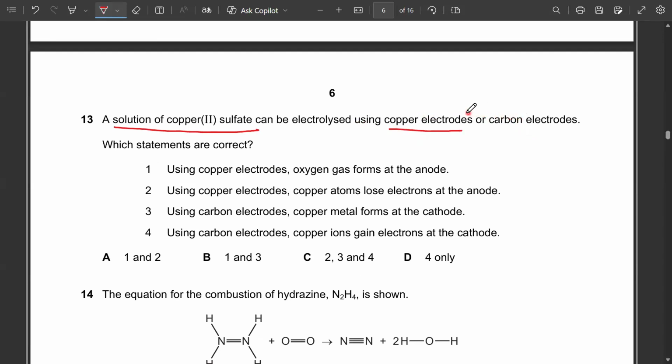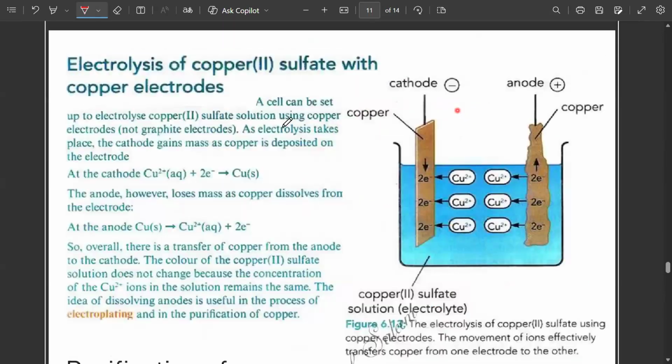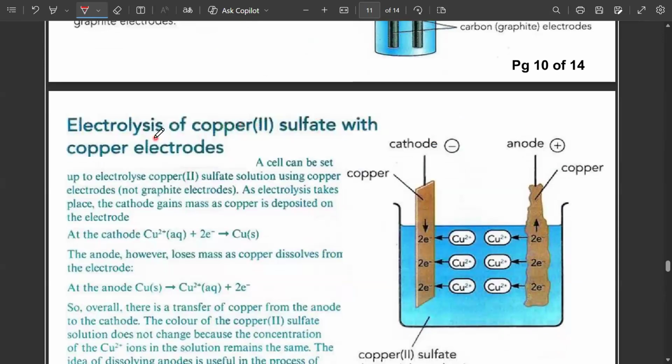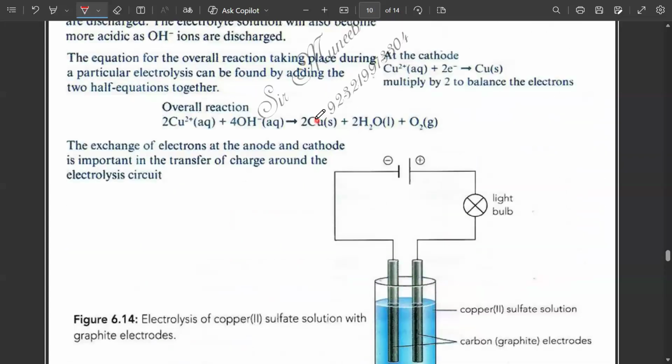So if I take you to the topic of the electrolysis of copper sulfate using both the carbon electrode and copper electrode, we remember that using the copper electrode at the cathode, which is the negatively charged electrode, copper ions are deposited and converted into copper metal. So copper metal is produced at the cathode, and at the anode, which is the positive electrode, there is a formation of Cu2+ ions.